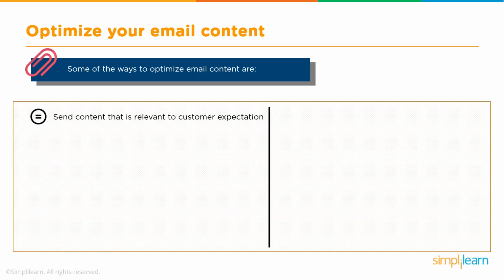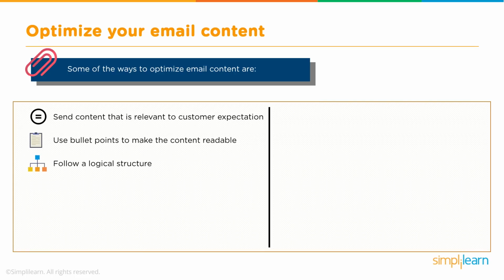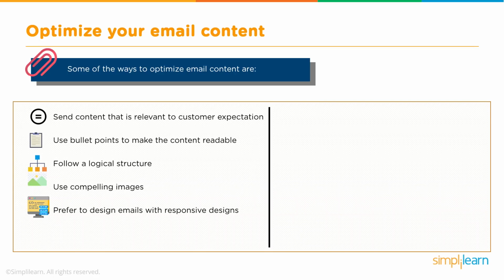So some ways to optimize email content are, we want to send content that is relevant to customer expectations. So content needs to match that expectation. We want to use bullet points to make the content readable. We want to follow logical structure. We want to use compelling imagery, and prefer designing emails with responsive designs.